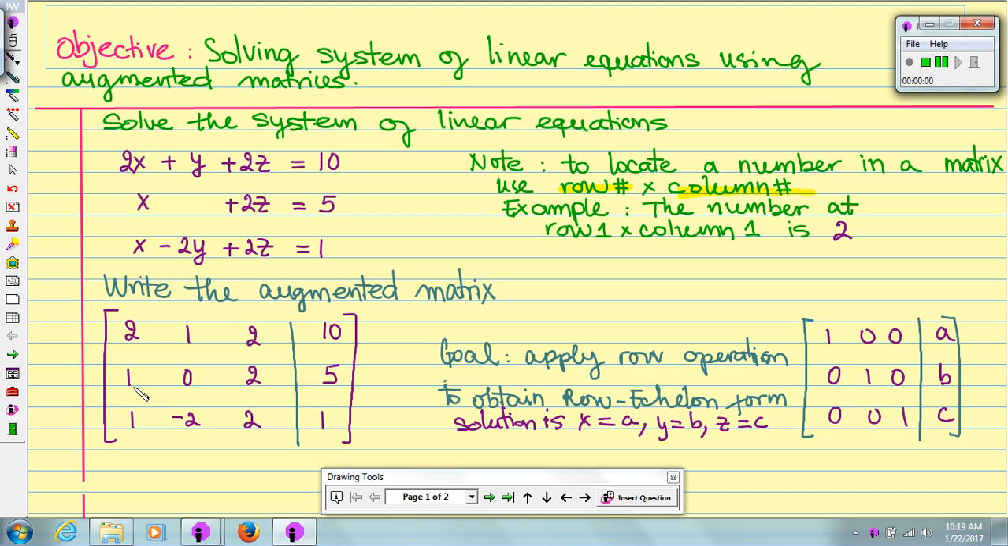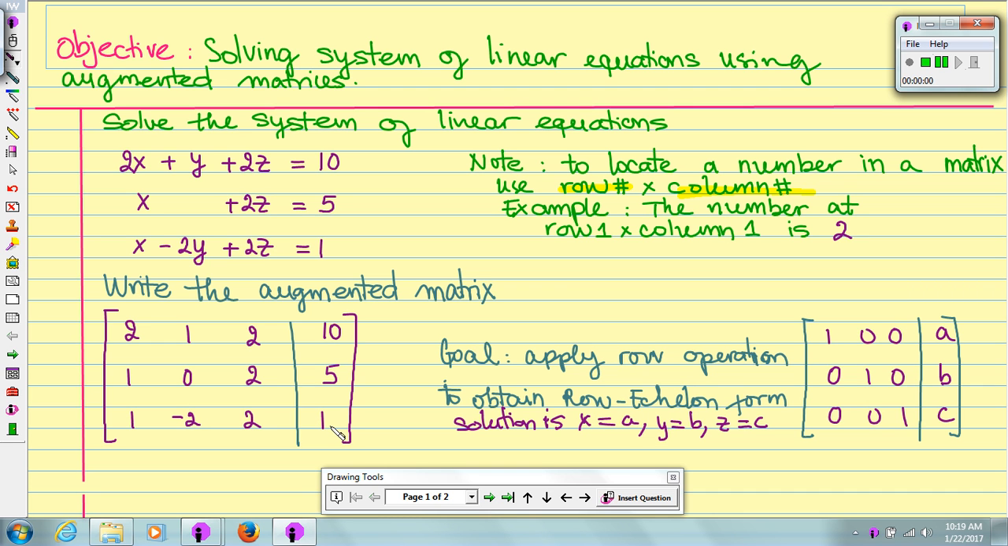Look at the second equation. We have x and z, missing the y. If you're missing a variable, you have to put a 0. So we have 1, 0, 2, and then 5. And the third equation we have 1, negative 2, 2, and 1. Okay, so now we have the augmented matrix for the given system of linear equations.